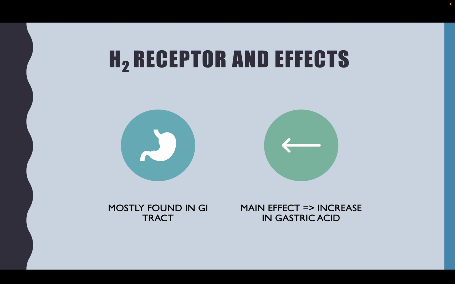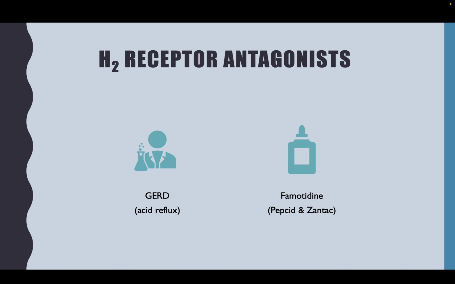And then we also have H2 receptors. Your H2 receptors are primarily found in the GI tract. That's why you might have some GI symptoms along with that histamine release. The main effect when we stimulate H2 receptors is an increase in gastric acid. And if you have an increase in gastric acid, you might call that acid reflux, or it might be diagnosed as GERD, right? This reflux disease.